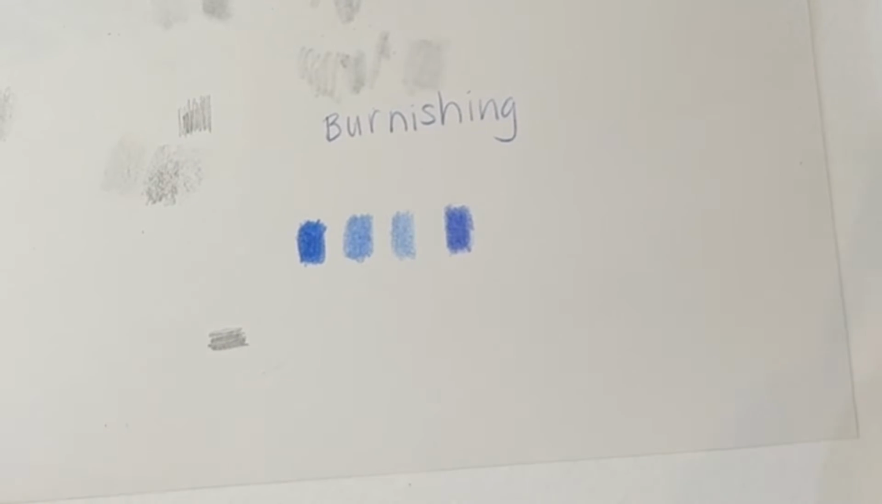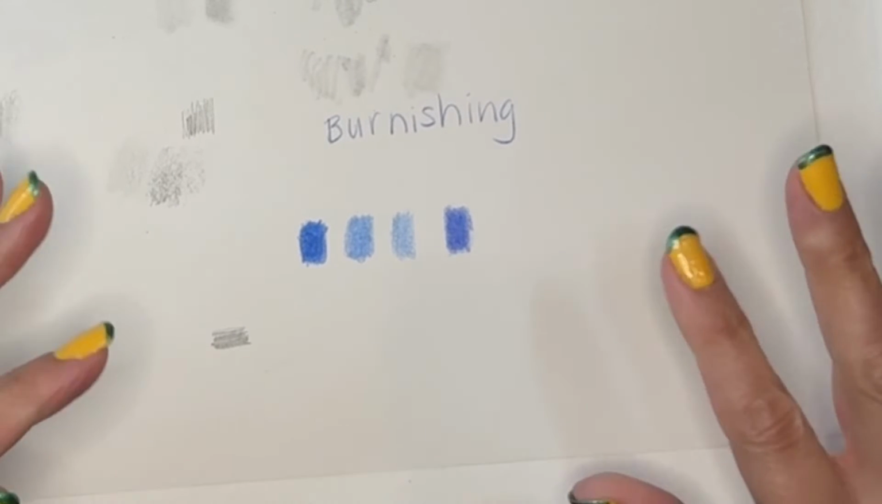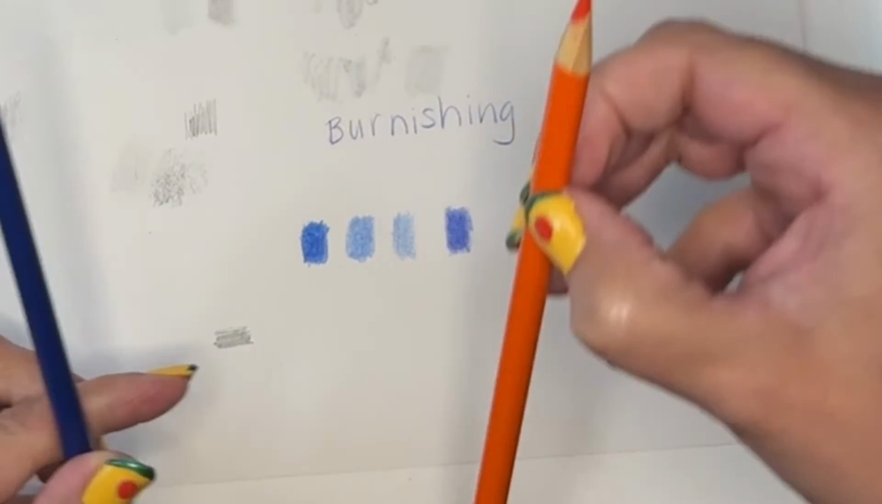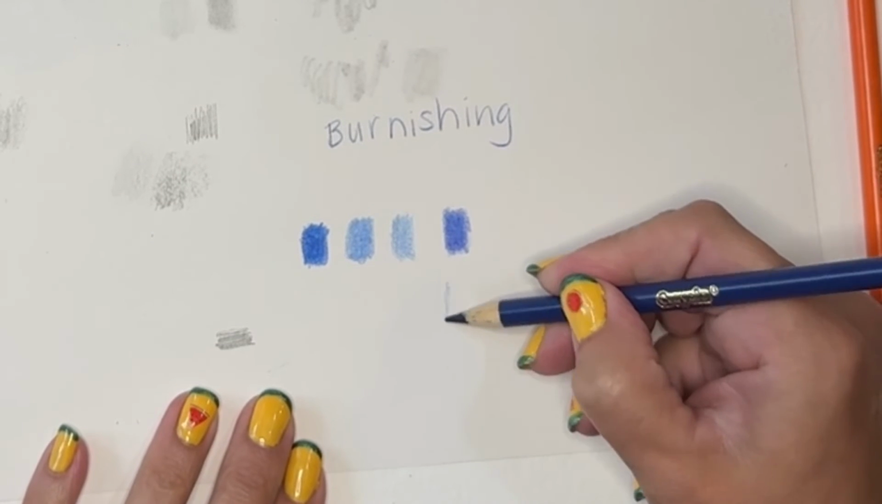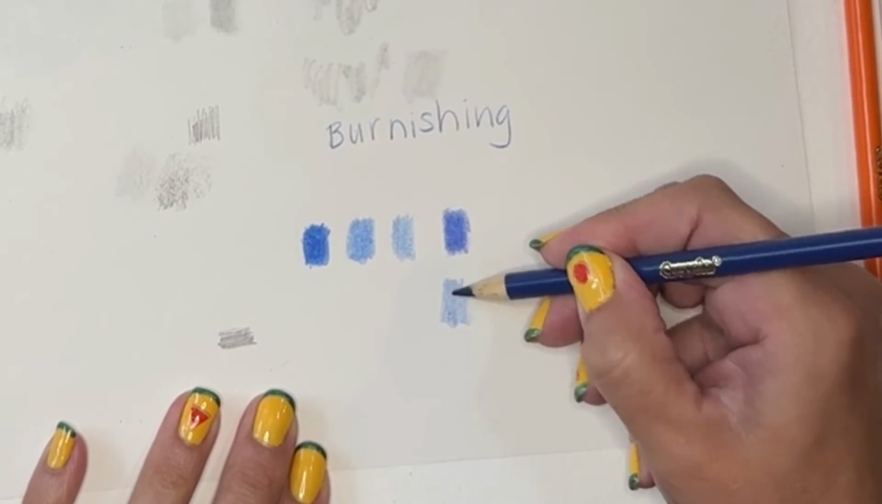If you want to and you have the time to, you can play around with what happens when you blend and burnish colors together that aren't necessarily analogous. So like blue and orange, they're on opposite sides of the color wheel. We're not going to do this today, but I'm just going to show you that this can happen. You can do this.